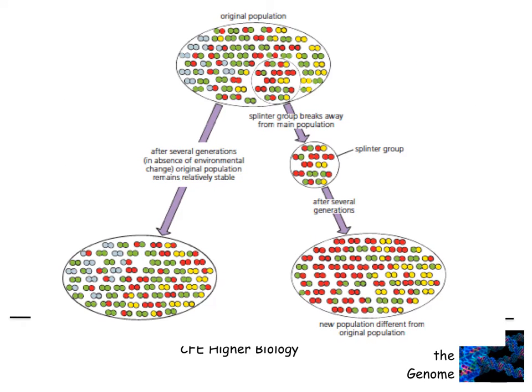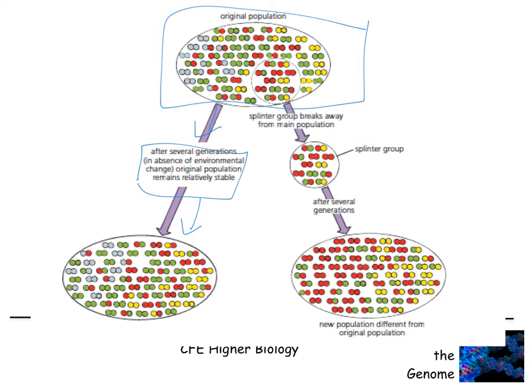Now it's easy to look at that in this diagram form here. So you've got a population of organisms here, and you'll see there that there's green alleles, there's red, there's yellow, there's a bluish colour. And what happens with this, if you've got several generations happening and there's no environmental change, then that original population stays relatively stable.